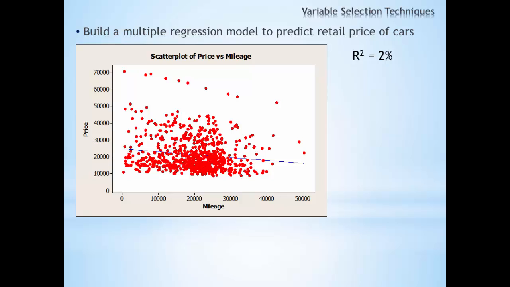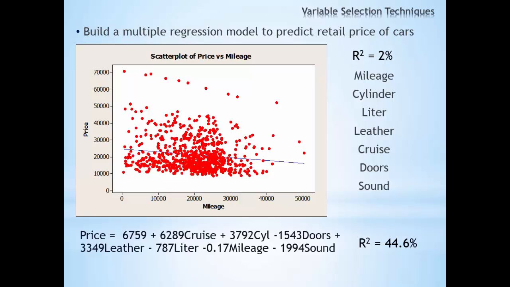As we showed earlier, when we used mileage to predict the price of cars, we found an r-squared of only 2%. However, if you look at our dataset, there are many other quantitative variables we can choose from. If we include all of these variables into one regression model, we find that our r-squared value has jumped from just 2% to 44.6%. That's quite a bit better. But do we really need all 7 terms or all 7 explanatory variables in our model? Could just 1 or 2 or maybe 3 or 4 of these variables give us a model that works just as well as one that has all 7 terms?